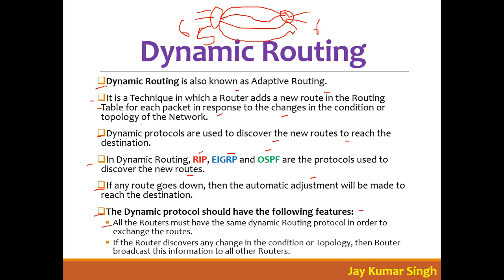All routers must have the same dynamic routing protocol running in order to exchange the routes. So like here I told you, they are exchanging the information. If the router discovers any changes in the conditions or in the topology or in the routing table, then the router broadcasts that information to its neighbor routers to change the routing tables.